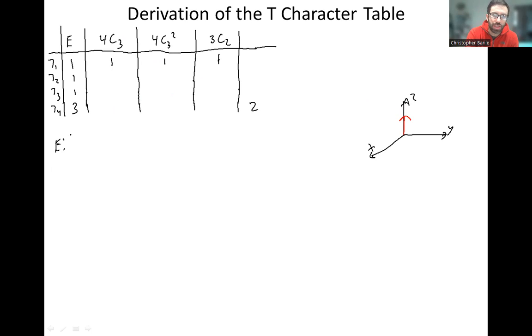And so for the E operation, the only operation in the E class, Z goes to Z. That's the definition of identity. It takes everything to itself. That's not interesting. What about the C3 operation?